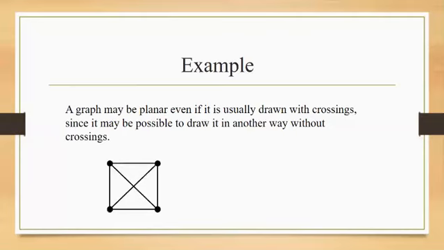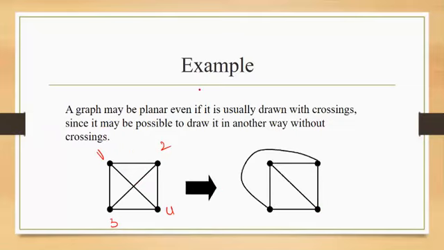I am saying that this is a planar graph. How is it possible that it is a planar graph even though these two edges are intersecting in the center? Basically your vertices are 1, 2, 3, 4. In the center there is no vertex, but the edges are crossing. Still, I am saying it is a planar graph, because I can draw another representation of this graph in this way.